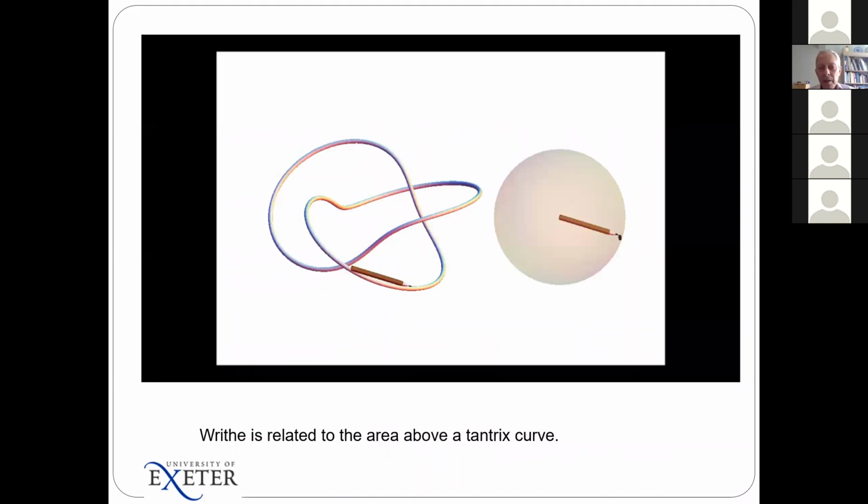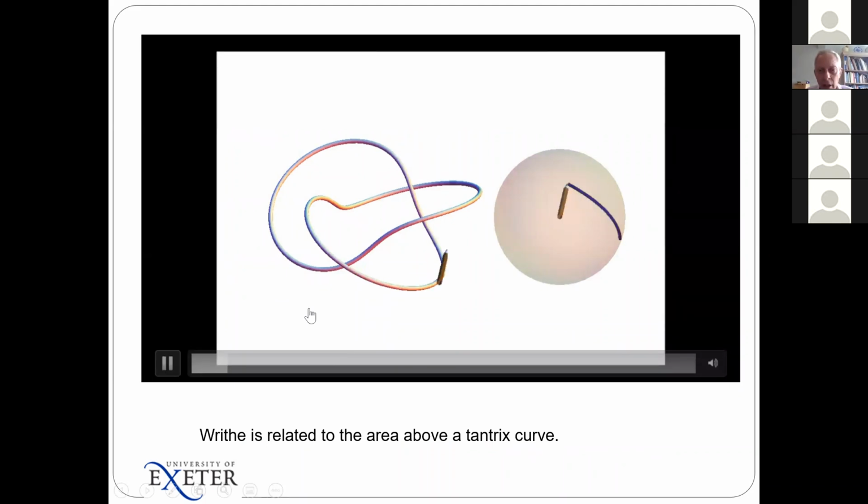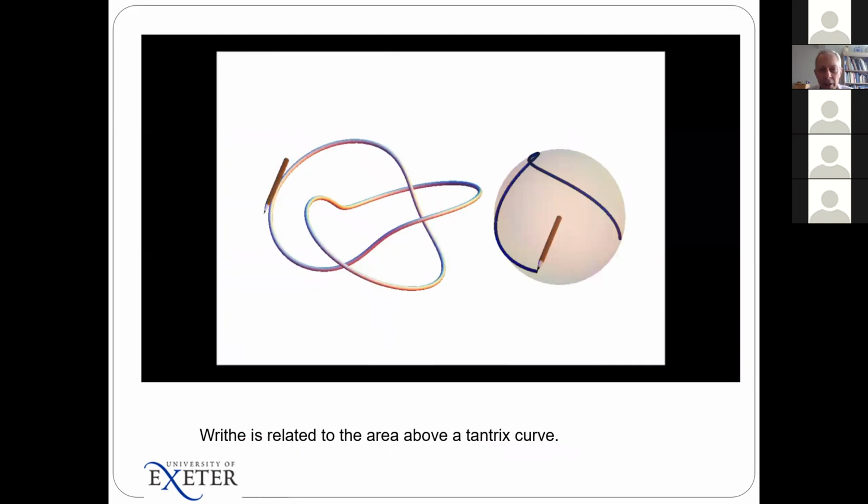There's a fun thing from mathematics that writhe is related to the area above a tantrix curve. It actually might be useful in some calculations. I think I have an animation of this. So a tantrix curve, you take the tangent vector, which is a unit vector, lives on a sphere. So as you go around the curve, the tangent vector draws a curve on a unit sphere. Then you take all the area above that curve and see how much it's rotated around in an anti-clockwise sense. And that gives you the writhe. It's kind of a neat thing, useful in some things.